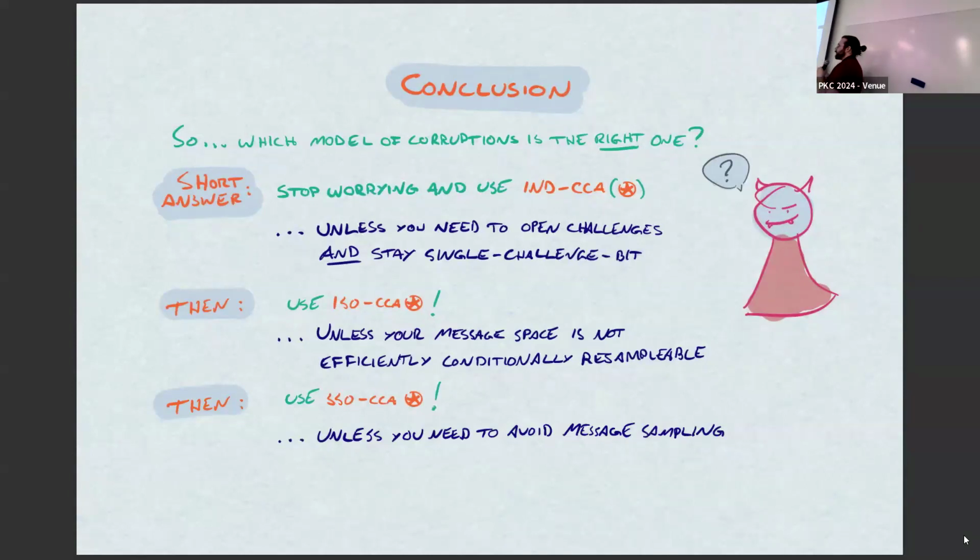Okay, but maybe you need to avoid this weird message sampling that these SOA notions seem to introduce, because you need to first give the challenge, then sample a message and then give it out, and that's really annoying to work with. In which case, you can go to the very top of the hierarchy and use NCE CCA. But once again, if you don't need to worry about this, don't worry about this and just stay at it.